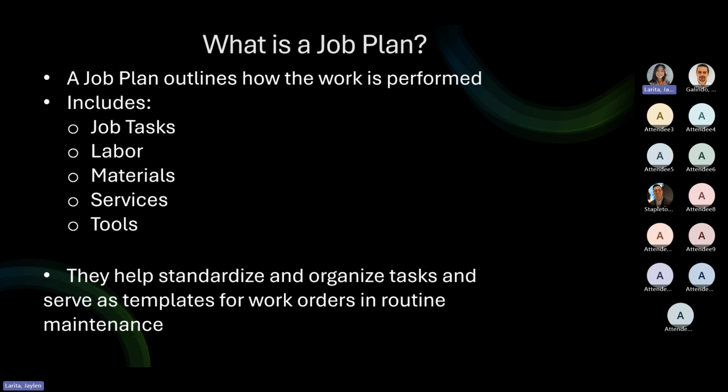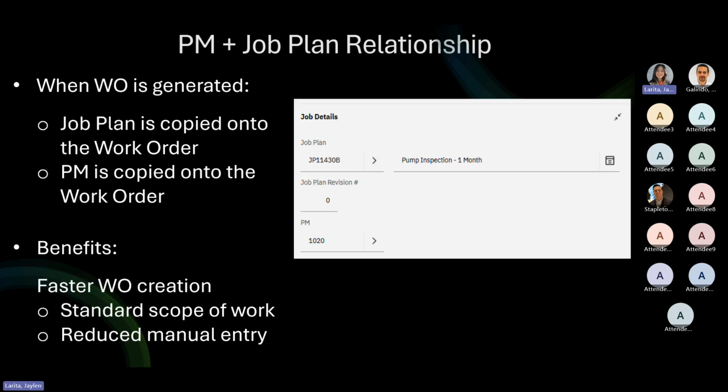Okay, so now we're shifting into a little bit about job plans. A job plan defines the actual work, so this would include tasks, labor, materials, services, and/or tools. You can think of this as your standard template that gets copied onto the work order. So when a PM generates a work order, both the PM and job plan number are carried over along with its tasks, planned materials, planned labor, and attachments. This is just a screenshot of the PM with its job details with the job plan number and PM number.